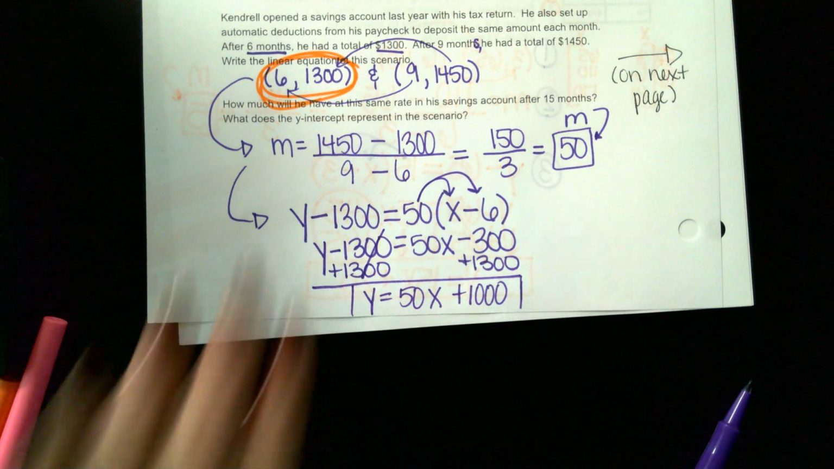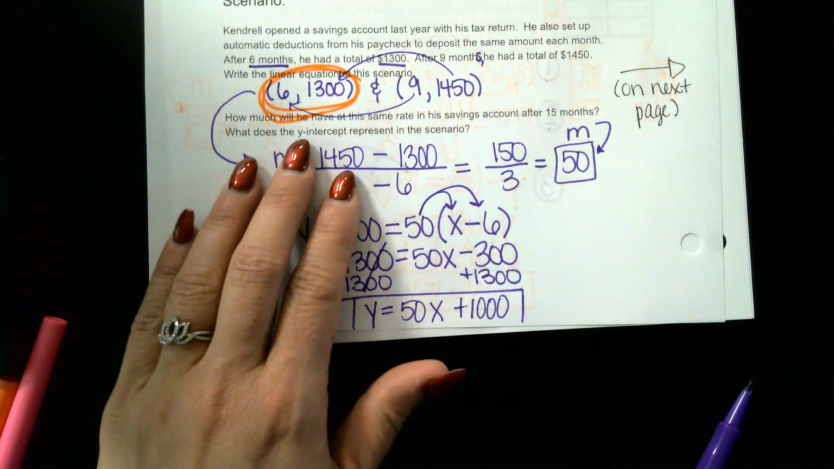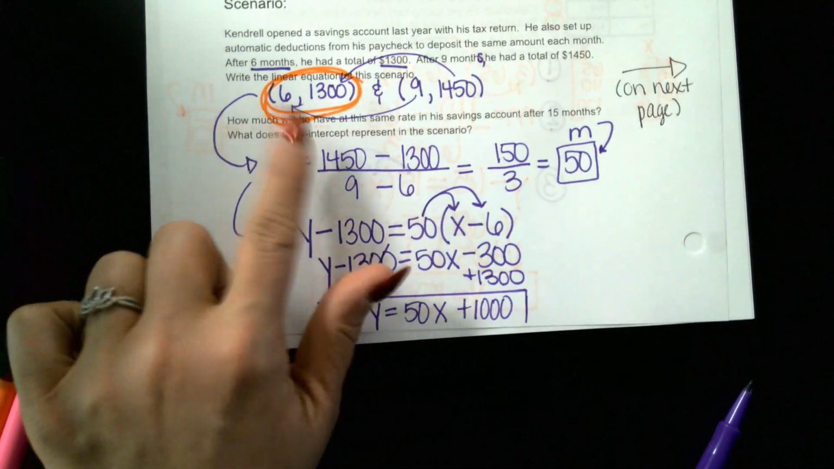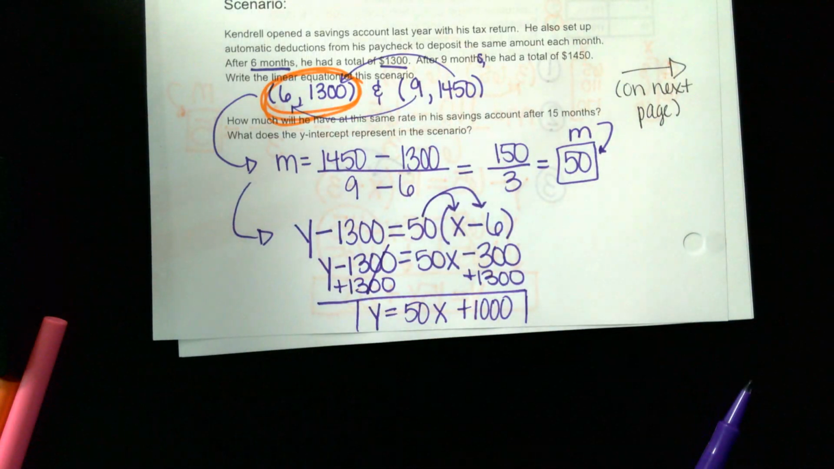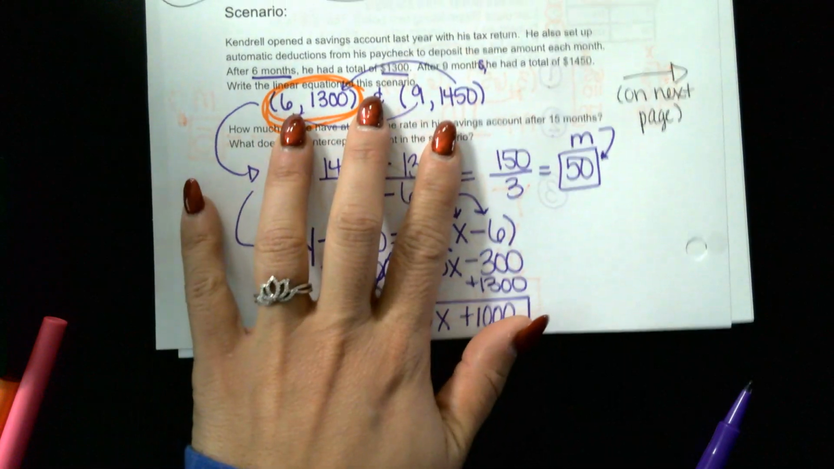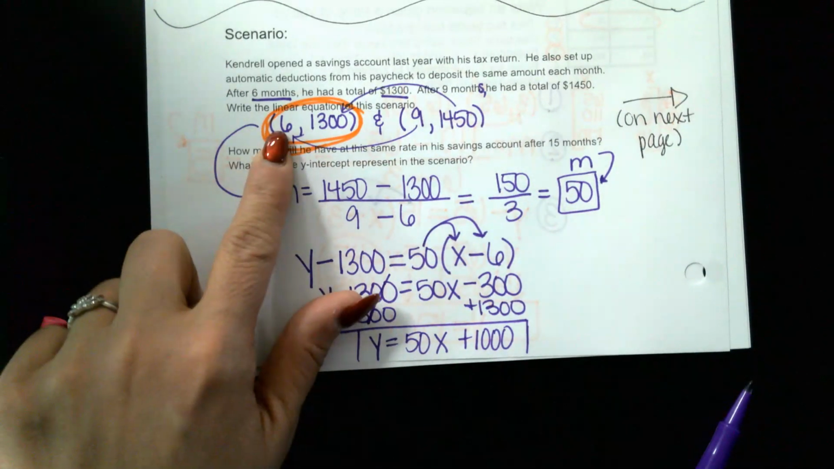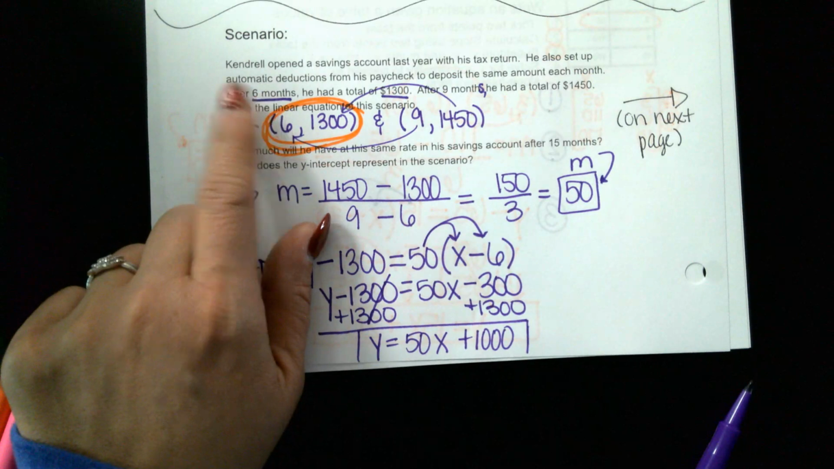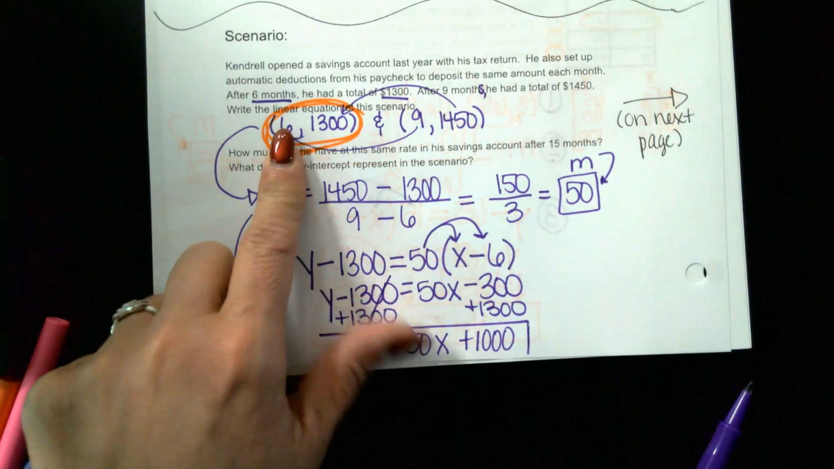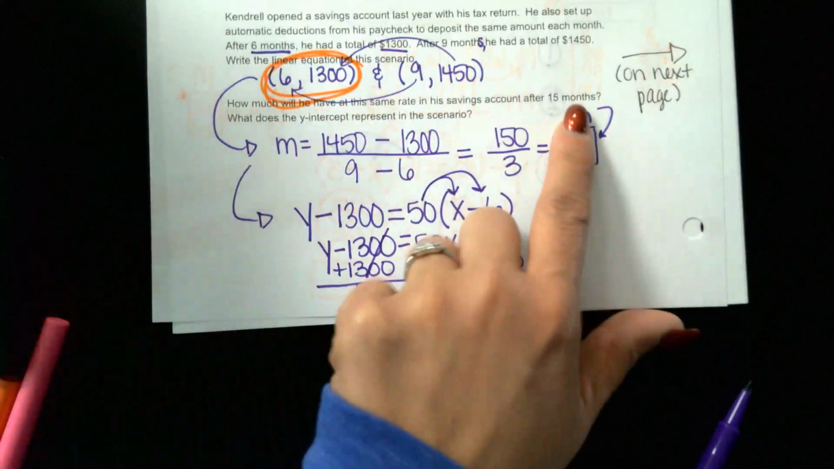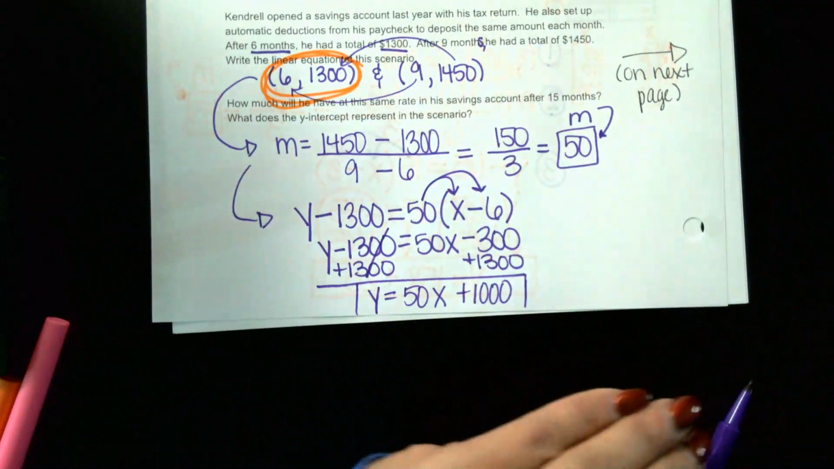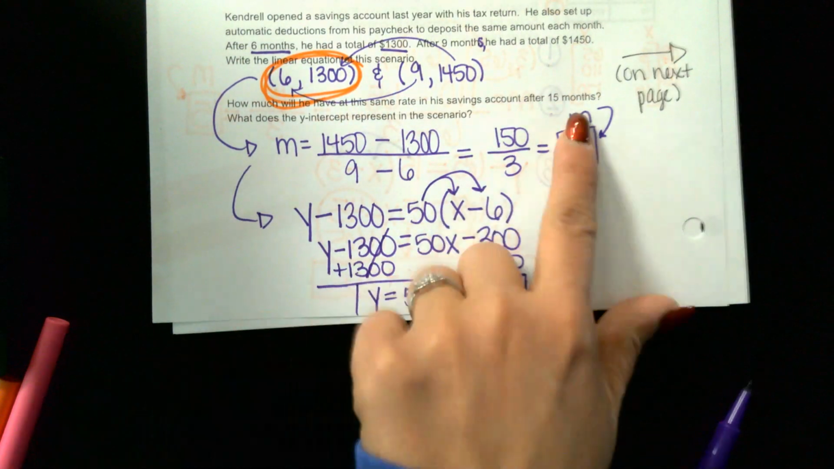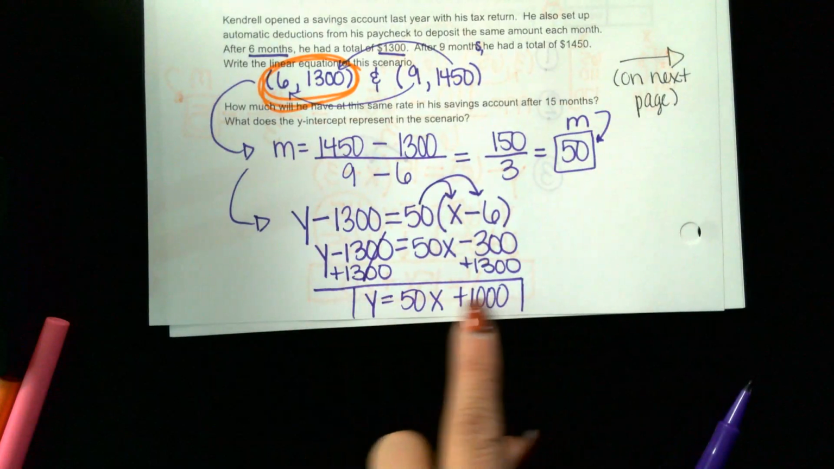Now the question says, I know I kind of wrote over it a little bit, but it says, how much will he have at the same rate in his savings account after 15 months? I want you guys to look back at our ordered pairs. Wasn't the x value the number of months? Like it said 6 months and that we put that in for x. So if they're telling us they want us to find how much money he would have after 15 months, where would I plug the number 15 into this equation?